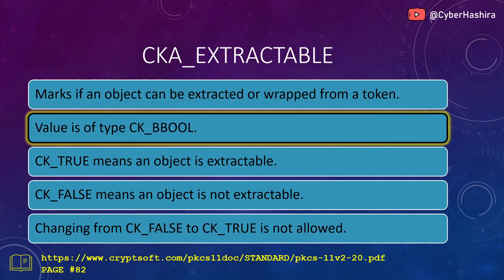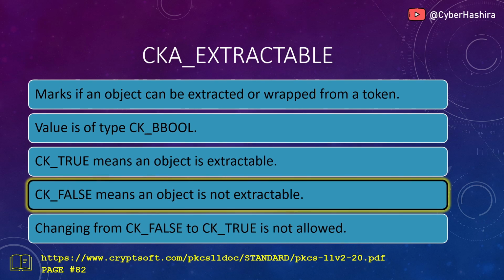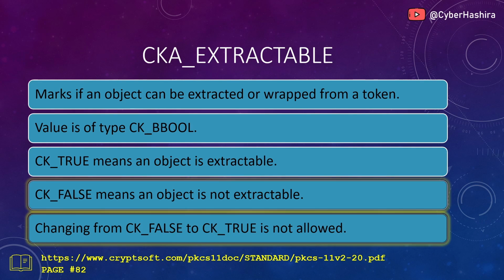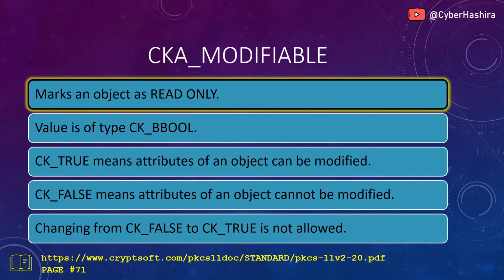CKA extractable only accepts a Boolean value. If the value of CKA extractable is true, then the object is extractable. And if that value is false, then the object is not extractable. You can change the value of CKA extractable from true to false, but you're not allowed to change it back to true.